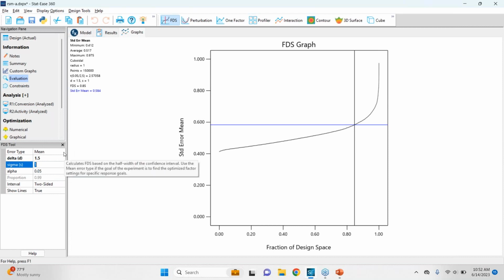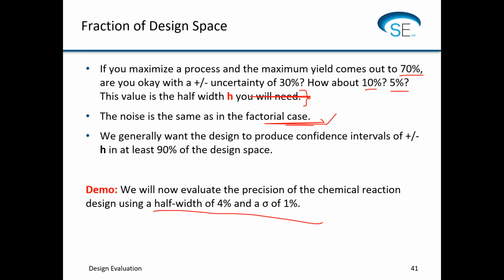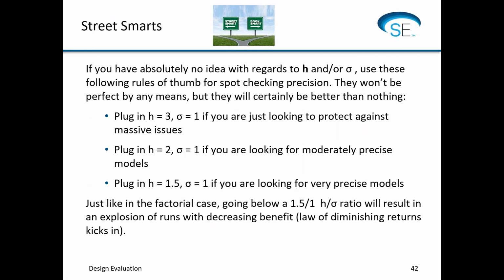So basically, if I want a higher level of precision, if I want 100% FDS here with a delta of 1.5, a half width of 1.5, I'm probably going to need to add more runs. And then once again, this is that street smarts thing. A lot of times people still have trouble conceptualizing this and figuring out exactly what they're able to live with.